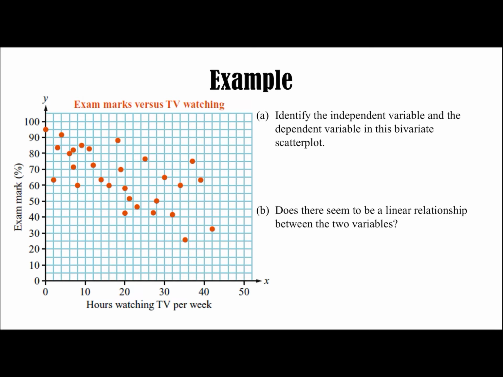Exam marks will be affected if you spend too much time watching TV in a week. Hours spent on TV will not depend on exam marks. So therefore, the independent variable is hours watching TV per week, and the dependent variable is exam mark.